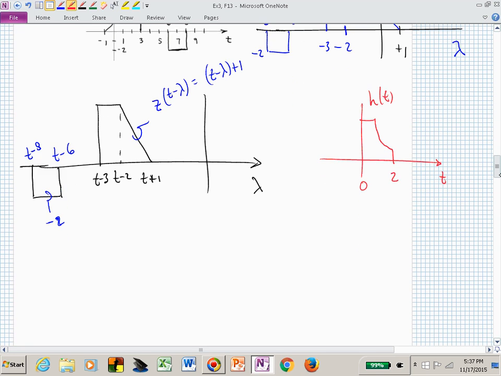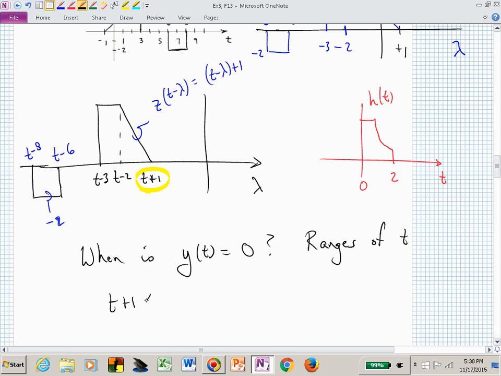So now can you see that the easy parts are, as long as this guy stays to the left of 0, then y of t is 0. Is that clear? So now I'm asking, when is y of t equal to 0? That's the question. Or ranges of t. So now in this first case, I'm saying I need t plus 1 to be less than 0, or as long as t is less than minus 1, y of t is equal to 0. Is that clear?